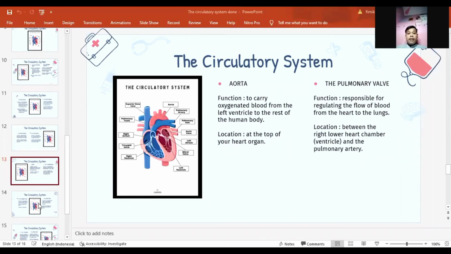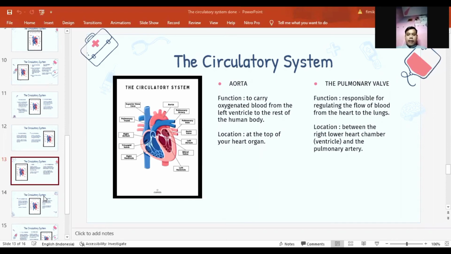The circulatory system, number 7, is the aorta. The aorta is the largest artery in the human body, starting from the left ventricle of the heart and carrying oxygenated blood to all parts of the body in the systemic circulation.